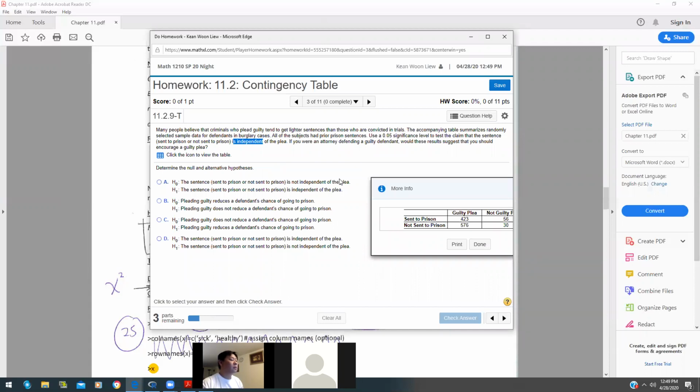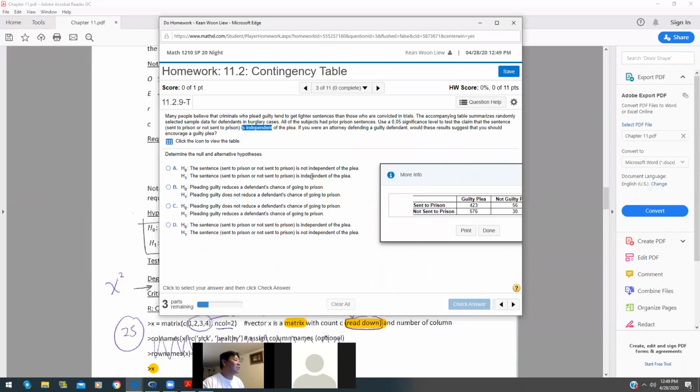So it has to be one is independent and one is dependent. So this is wrong because it's been switched. A has been switched around. No, it doesn't say anything about independent, dependent. So in this case, it's D. It should be dependent and not independent.